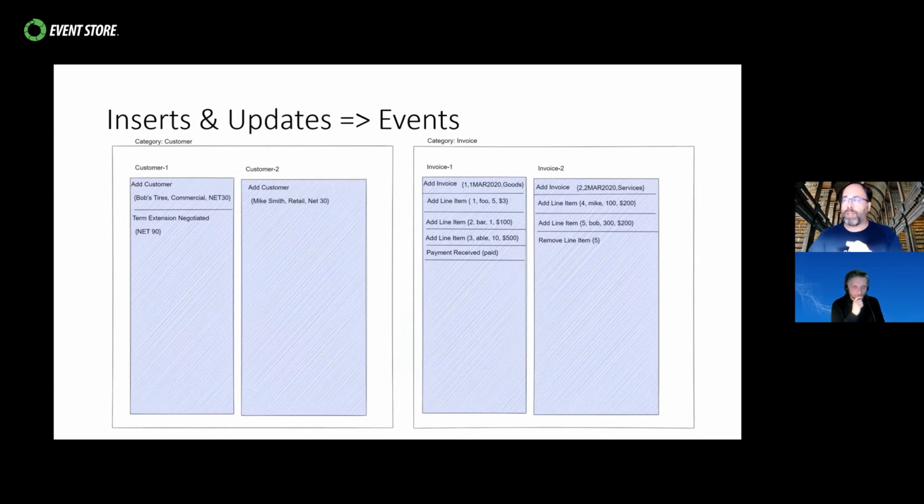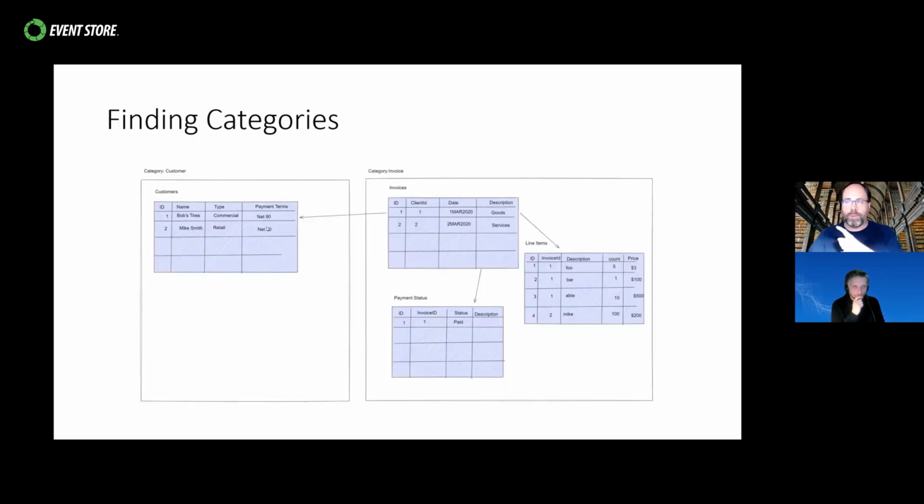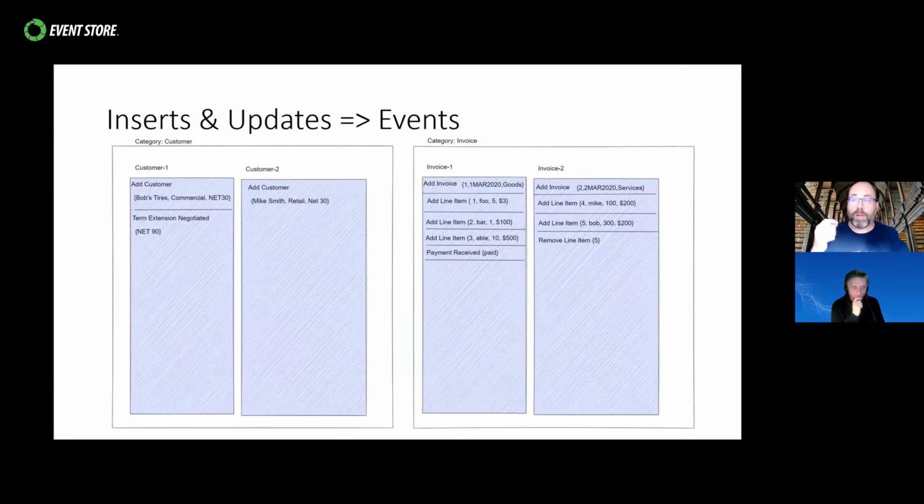And now every operation that I do to these schemas, I'm going to give a name to. So a schema and a name. So a tuple with a schema and a name is an event. Right? So here I've got an insert becomes add customer. And the schema is the name and the terms. An update, term extension negotiated, and the schema is just the terms.